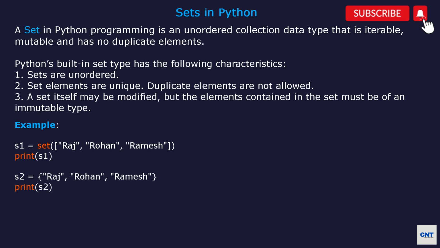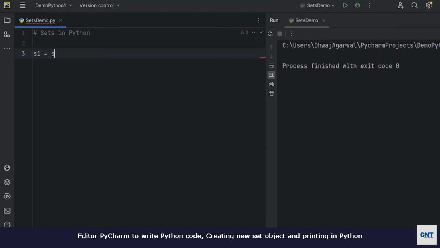First one is sets are unordered. Second, set elements are unique. Duplicate elements are not allowed. Third one, a set itself may be modified, but the elements contained in the set must be of an immutable type. Let me take S1 set.